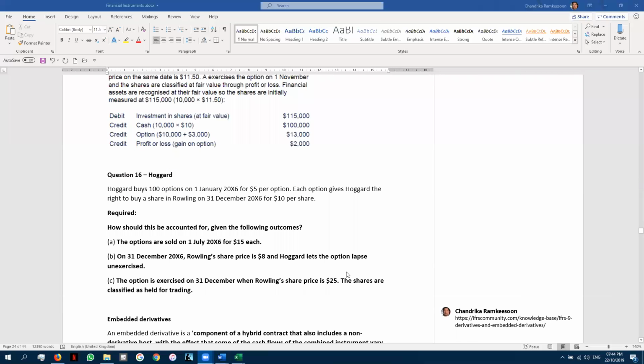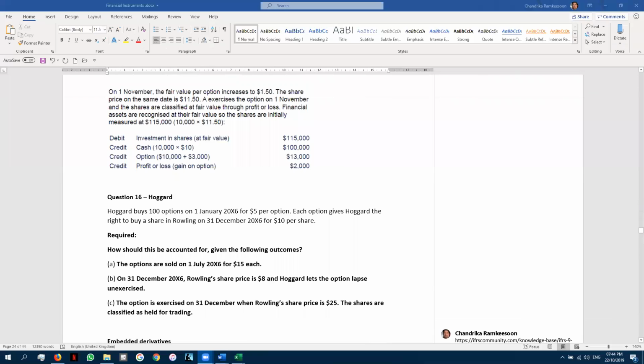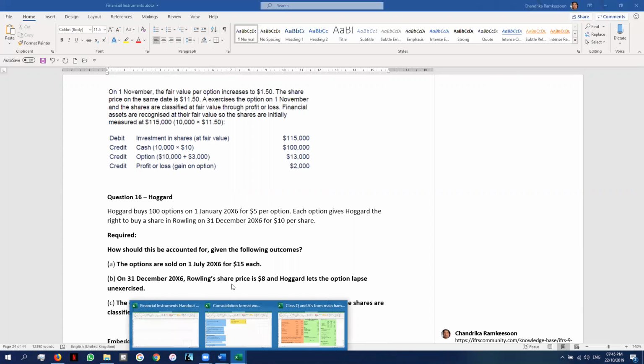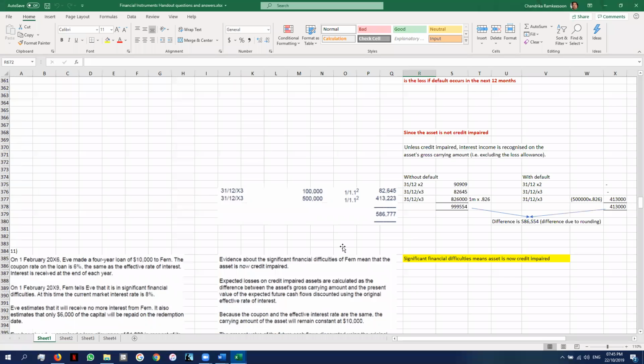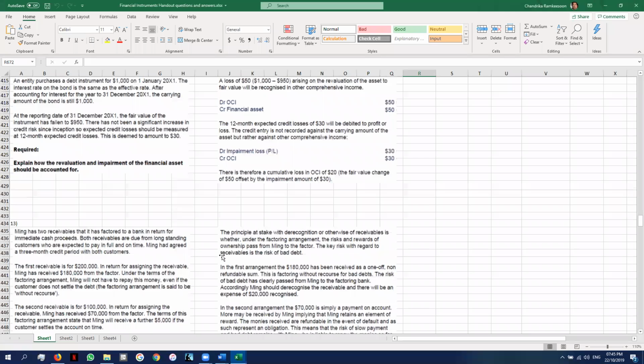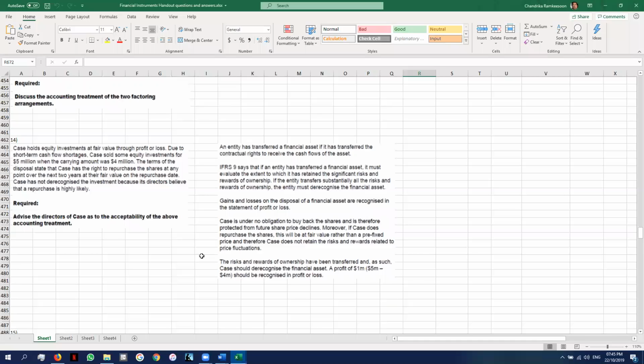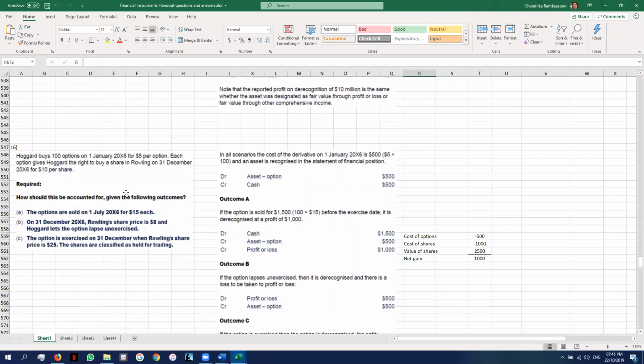Let's take a look at this question. Hogarth buys 100 options on 1st January X6 for $5 per option. Now remember, this is just the option. This is the derivative. This is not the share.